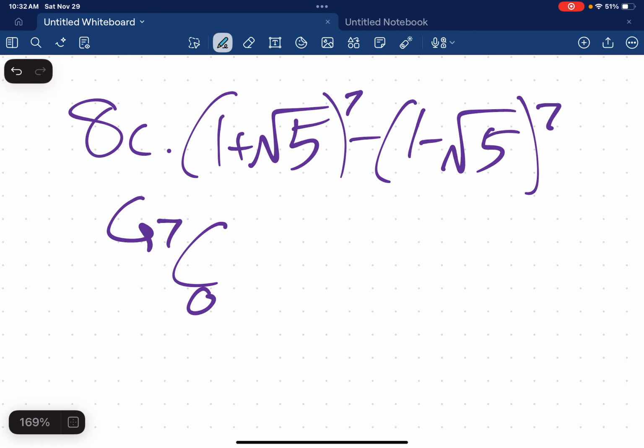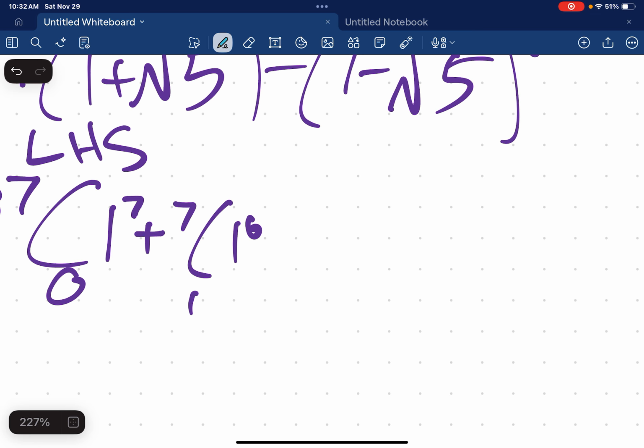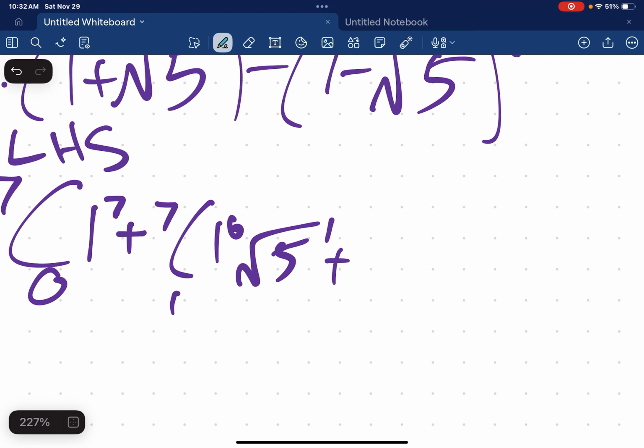So we have 7 choose 0 of 1 to the 7th plus, we're going to start with our left hand side, and by left hand I mean this first binomial expansion. We have to write this small into the 6. Plus 7 choose 2 to the 5th. That's just going to be equal to 5.